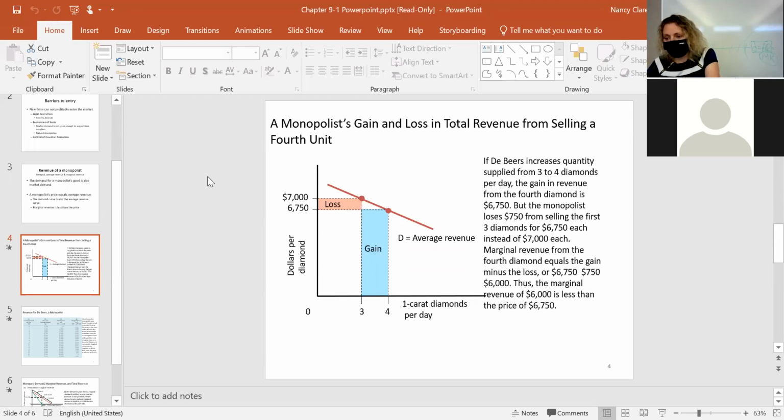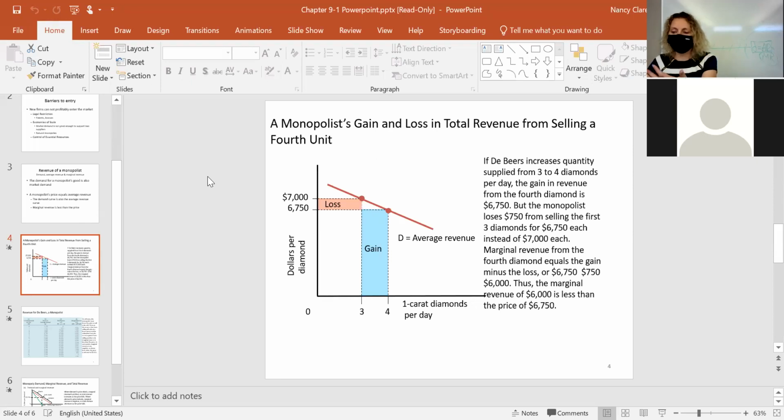But what you're looking at here is the De Beers Diamond Company trying to decide what would happen if they went from selling 3 1-carat diamonds per day to 4 1-carat diamonds per day. Obviously, these numbers should be a lot bigger, but we're just keeping it simple. The demand curve says that if we want to sell 3 diamonds a day, we should price them at $7,000 a piece. Now, that demand curve data came from you and me. It came from those who were demanding in the market.